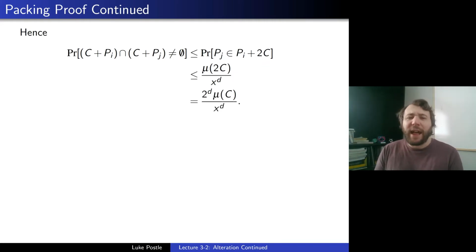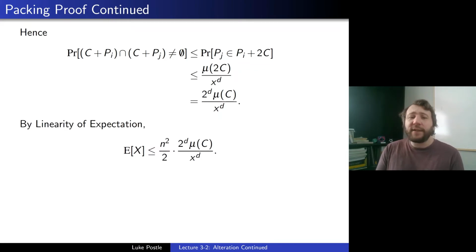So now what is that? Well, what does it do when you double an object in d-dimensional space? It just increases the volume by 2 to the d. So we get 2 to the d mu of C divided by x to the d. So that's our upper bound for our probability of intersecting.